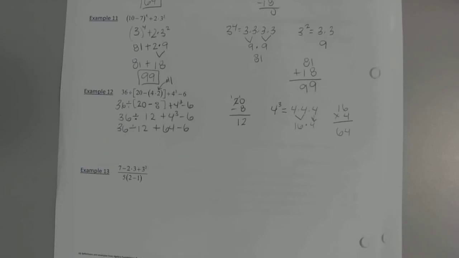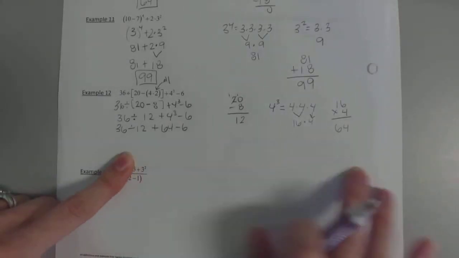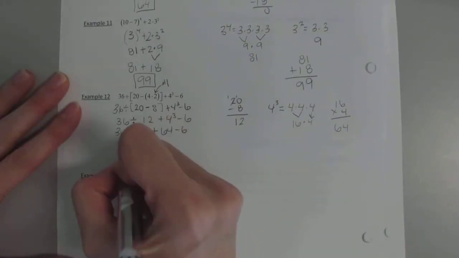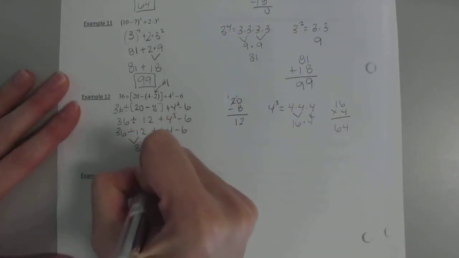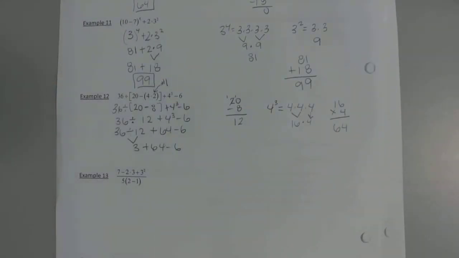Division, okay? Some of you are comfortable with your 12's times table, and you know right off the bat what 36 divided by 12 is. It's 3. Say you don't know it, do 12 times 2, 24. Maybe I can get closer. 12 times 3, 36. Perfect, okay? So if you don't know that right off the bat, feel free to do scratch work and get powers or multiples of 12 going on over here, okay? So this is 3 plus 64 minus 6.